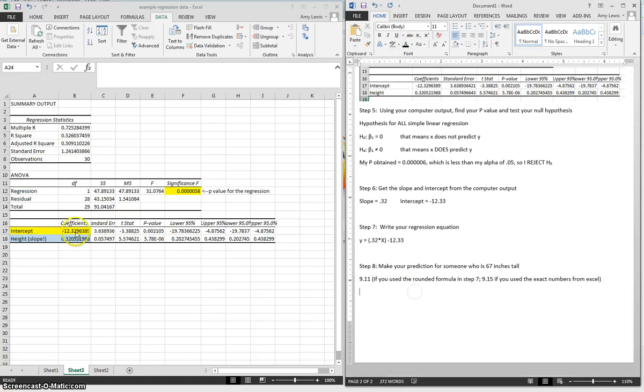Now if I instead used exact cell references over here, I could say equals my slope in cell B18 times 67 inches plus my intercept in B17. If I do it this way, I don't have to worry about the sign of my slope or intercept. Excel will get it for me. If I do it that way, I'll get 9.15.